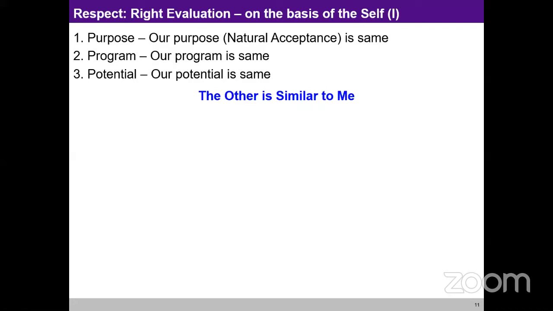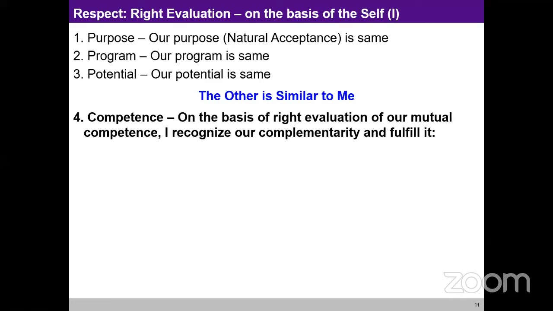So now what we are saying is that respect is right evaluation on the basis of the self, and we saw that our purpose, program, and potential is the same. So in that respect, the other is similar to me. But there are some differences also. And that difference, even at the level of self, we're talking about is competence. Here we saw that on the basis of natural acceptance, our purpose, program, and potential is the same. But when my imagination is going on, when the thoughts are going on, they may or may not be in line with my natural acceptance. So how much of my thoughts are in line with the natural acceptance, that is what decides what my competence is.